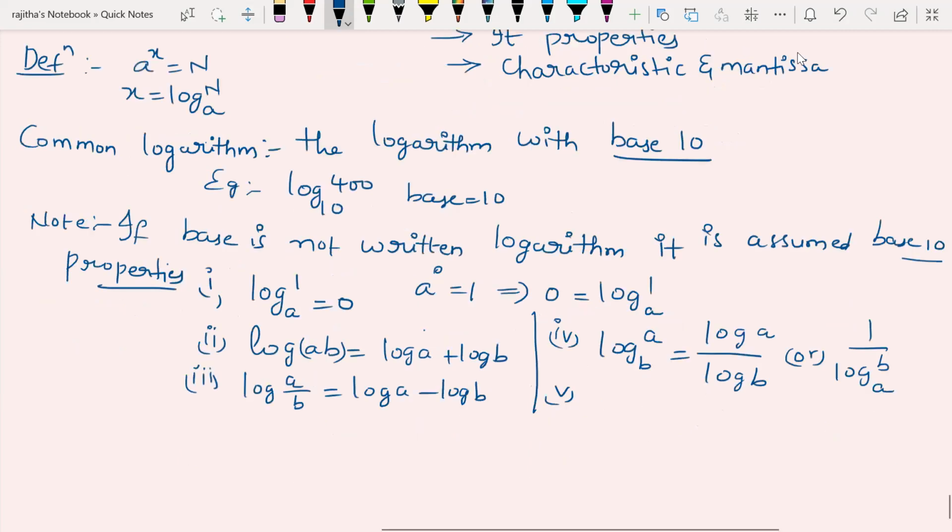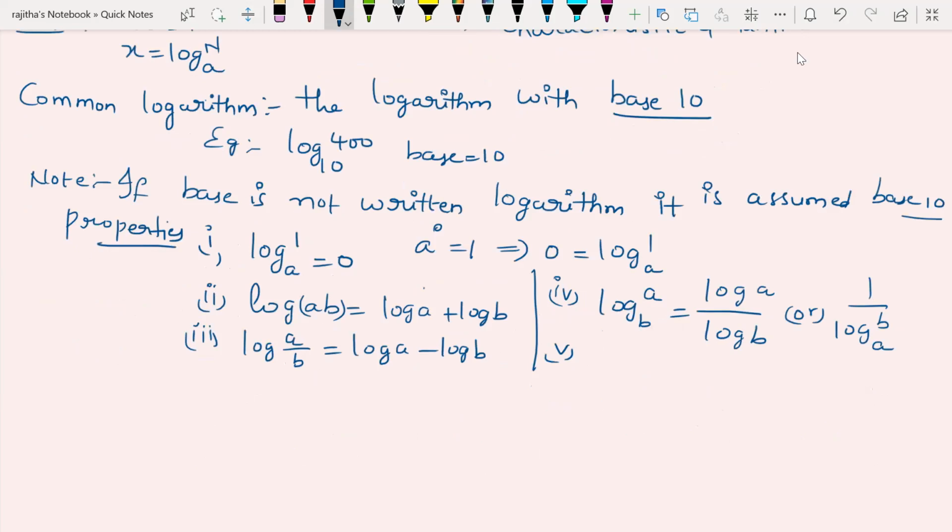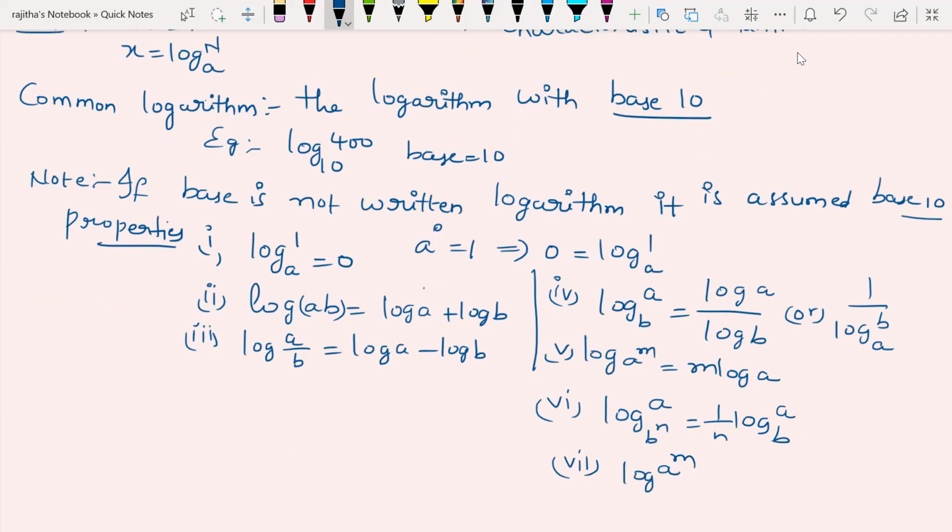Next one, logarithm of a power m is equal to m into logarithm of a. Next one, logarithm of a to the base b power n is equal to 1 by n logarithm of a to the base b. Next one, logarithm of a power m to the base b power n is equal to m by n logarithm of a to the base b. Okay. One more property, logarithm of a to the base a is always 1. These are the main properties of logarithms.